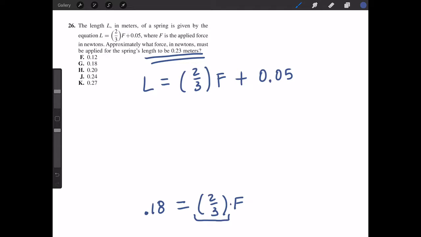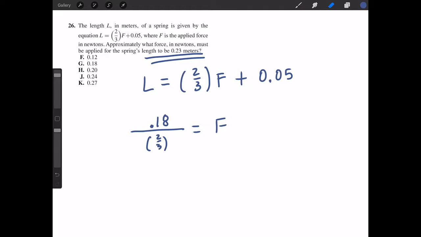So notice how 2/3 is in parentheses and it's multiplying F, the force. Well, you can get rid of it from the right side and solve for F by sending it to the other side, dividing, because it's multiplying the F on the right side. So that leads to 0.18 divided by parentheses 2/3 is equal to F.